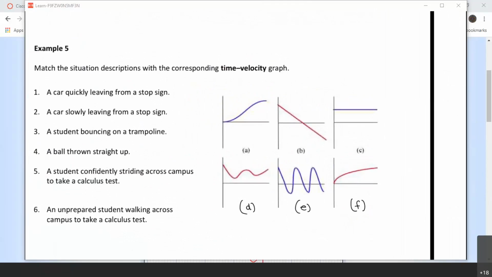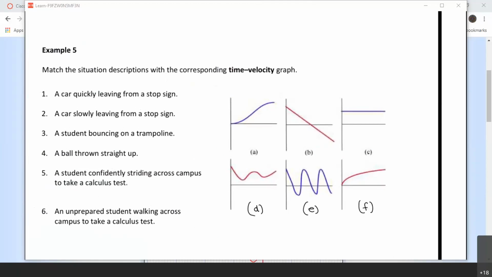Okay, and they tell you to match the story with the time-velocity graph. So what they're telling you is all of the horizontal axes are time and all the vertical axes are velocity. This is a classic. Sometimes they'll do it with position and time, so you have to pay attention to what it is that you're trying to figure out. They give you some descriptions and then they want you to say, what graphs go with what stories?